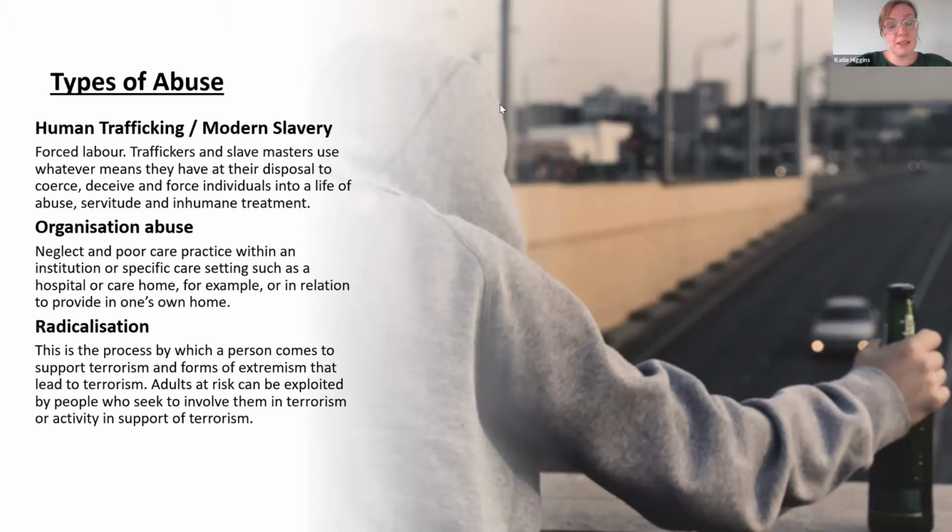Radicalisation, that's classed as a form of abuse when it involves a vulnerable adult who has been exploited. So a group of terrorists target that person and involve them into terrorism activity.